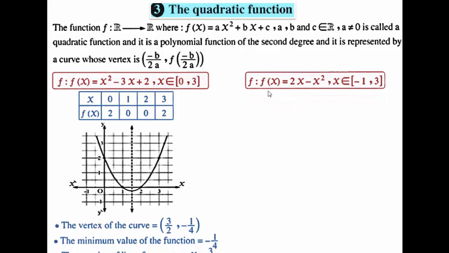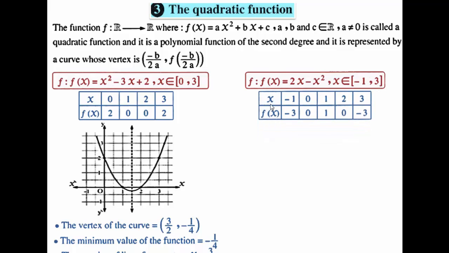Next example. If f(x) equals 2x minus x power 2, x belongs to the interval [-1, 3]. As shown, we will substitute x from -1 till 3 because it is a closed interval. So the numbers will be -1, 0, 1, 2, and 3. The next step, we will substitute x here by -1: 2 multiply -1 minus (-1) all power 2.